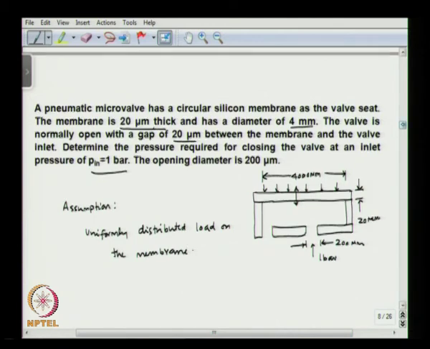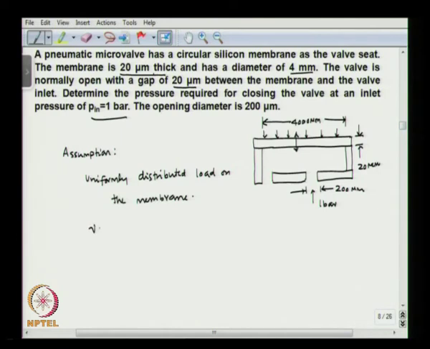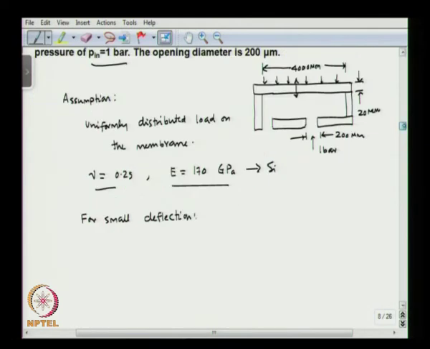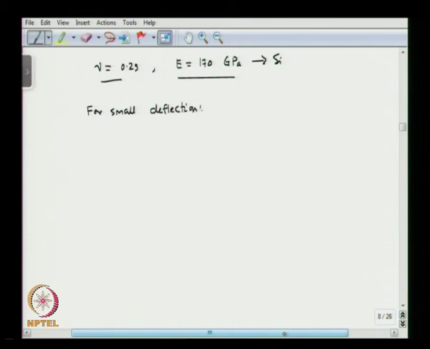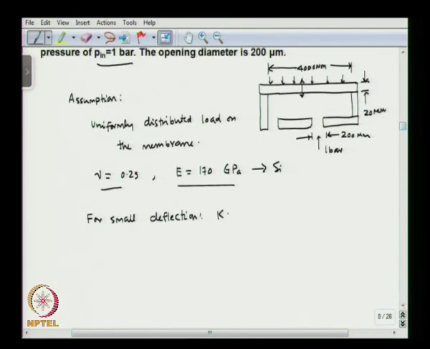And we say that the Poisson's ratio nu is 0.25 and Young's modulus is 170 gigapascals, thus for silicon. Now, if you assume that the deflection is small, we have an expression for the spring constant of the membrane. So, for small deflection the spring constant can be written as 16 pi E t cube over 3 r square into 1 minus nu square.